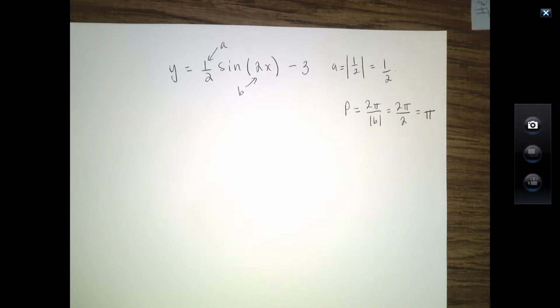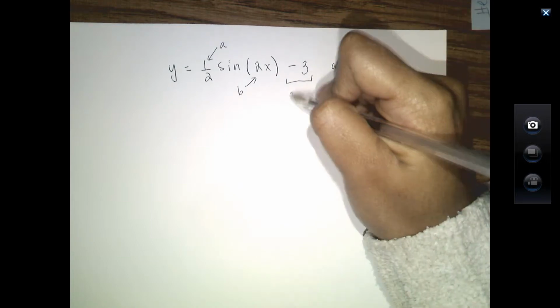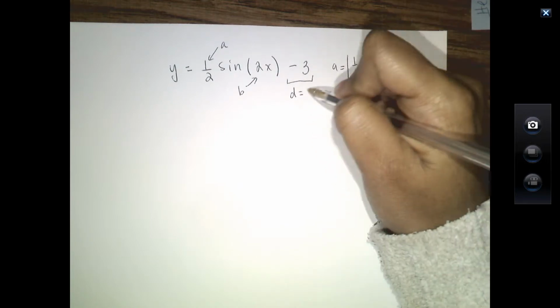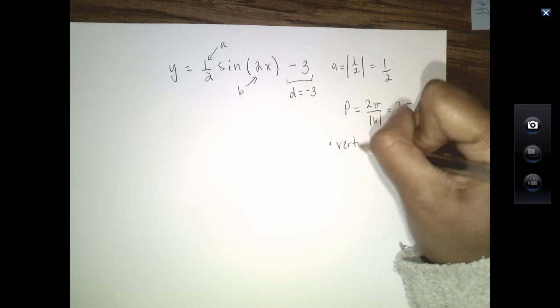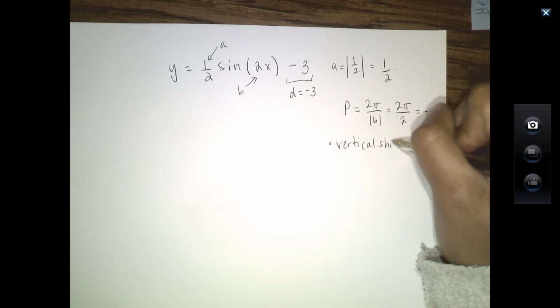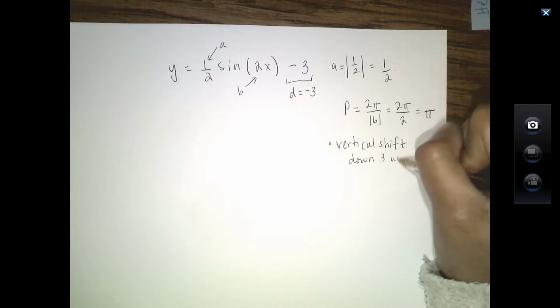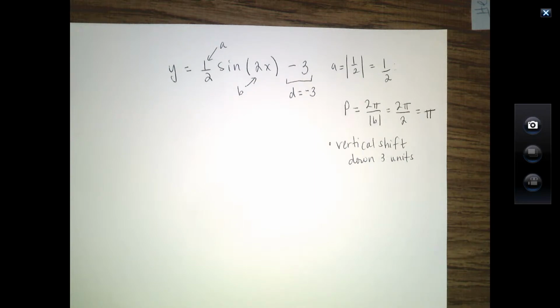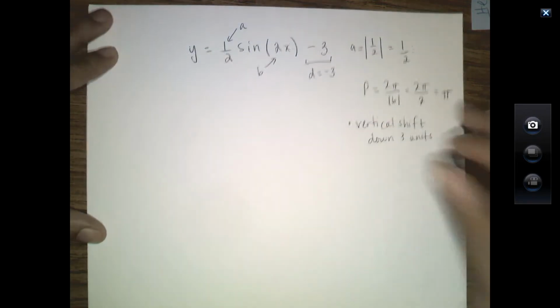That's straightforward. All right, the last thing, of course, is we have this -3, which is our d. Okay, so that means we have a vertical shift down 3. So let's write vertical shift down 3 units. All right, good deal. So we know these 3 things. So now let's start graphing our function.